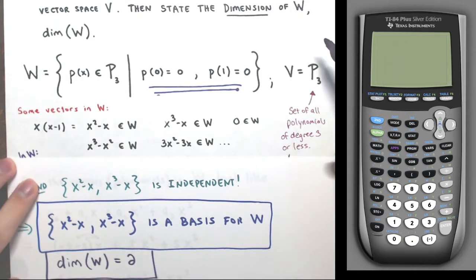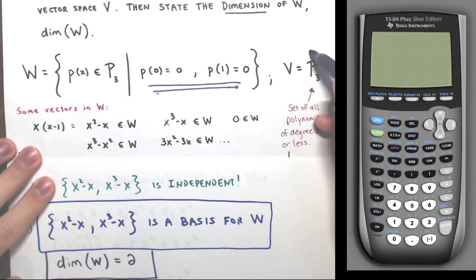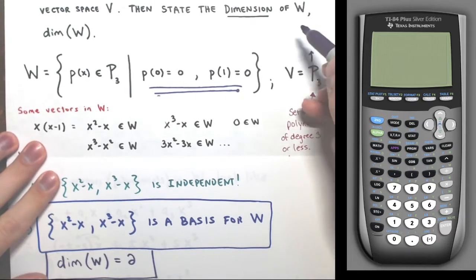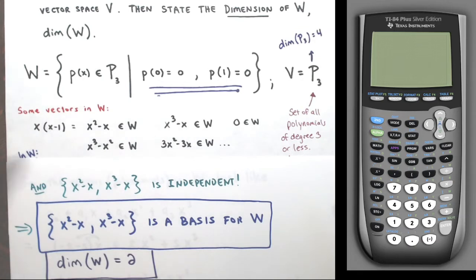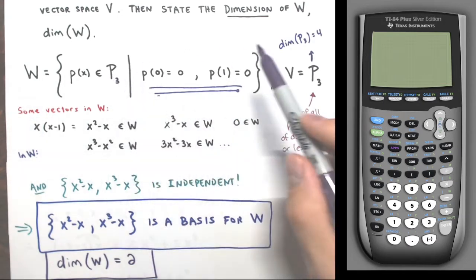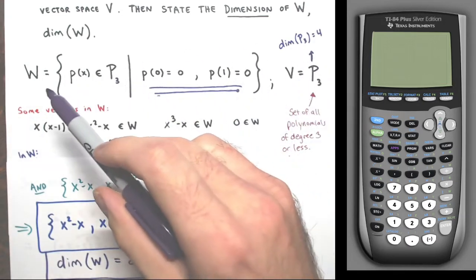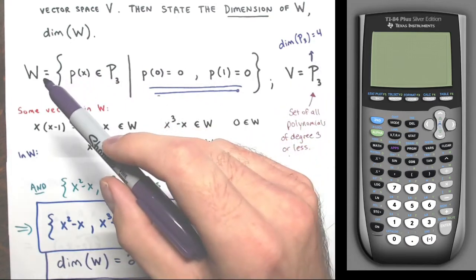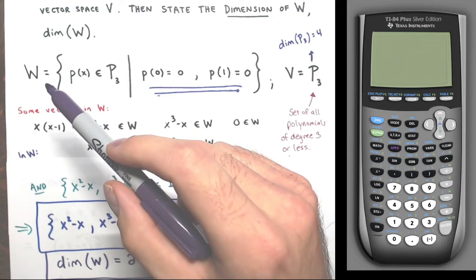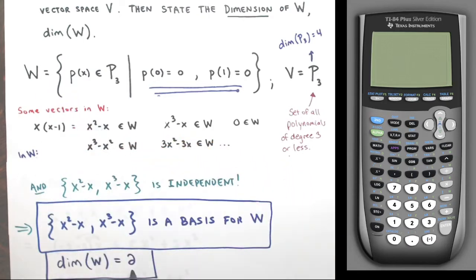Alright, and you might think, hey, well, just don't jump to it. Remember the vector space P3, the dimension of P3 was 4, the larger vector space. So you're going to see that any subspace is going to have a dimension that's less than or equal to the space that it's a subset of. W is a subset of P3. Since the dimension of P3 is 4, and W is a subset, the dimension of W should be 4 or less, which it was here, and it's 2. If I, for some reason, ended up with a dimension of 5, then I know I did something wrong.